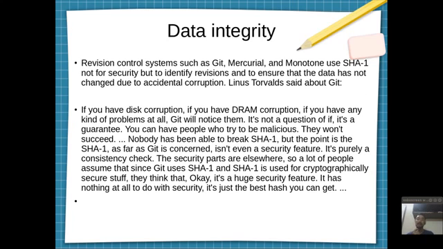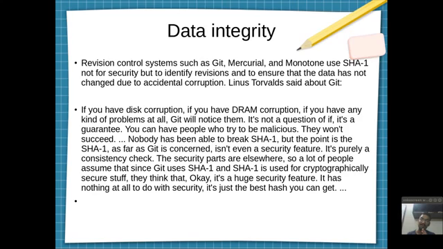Coming on to data integrity. What is data integrity? Data integrity means how you find the integrity of data, that this is what the secure data is. Revision control systems such as Git, Mercurial, and Monotone use SHA-1, not for security, but to identify revisions and to ensure that the data has not changed due to accidental corruption. As Linus said about Git, if you have disk corruption, if you have DRAM corruption, if you have any other kind of problem, Git will notice that. It's not a question of if, it's a guarantee. You can have people who try to be malicious, they won't succeed.